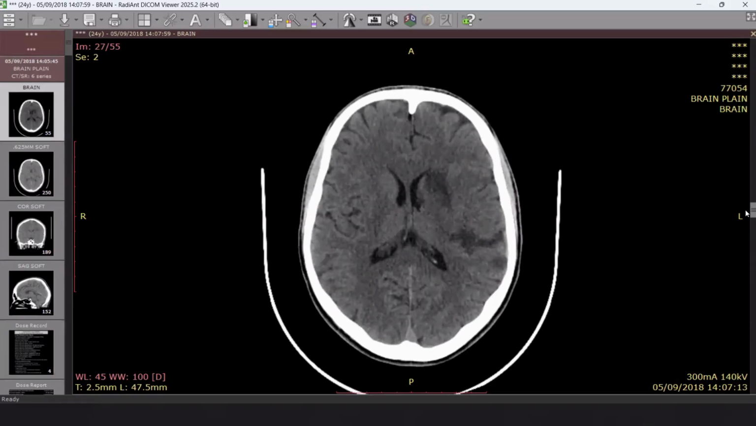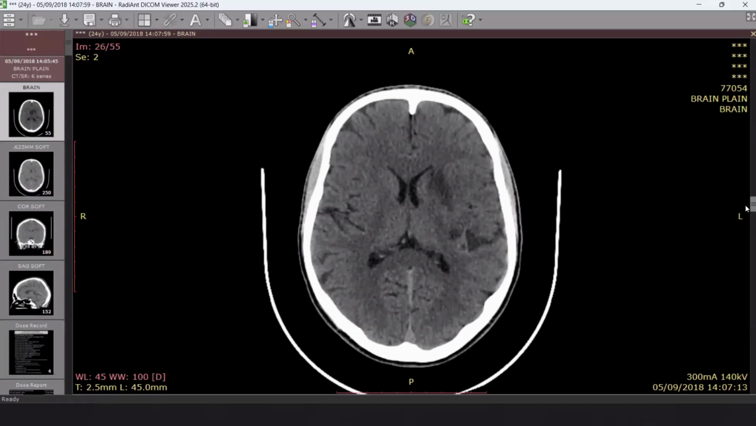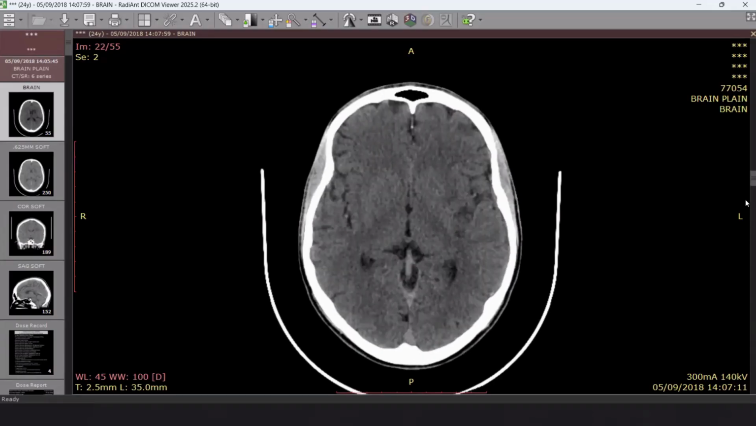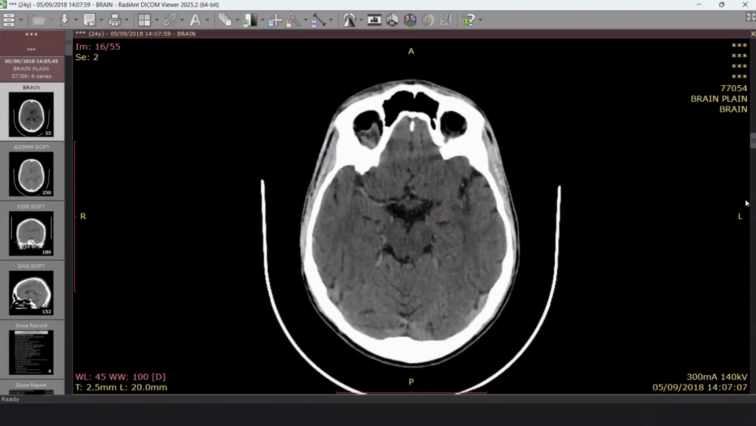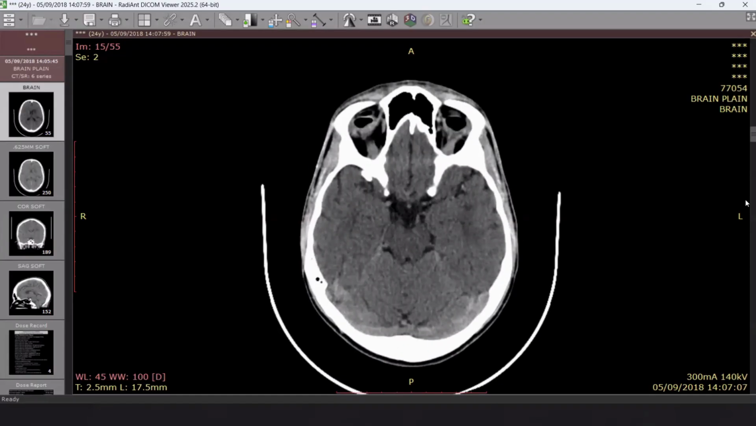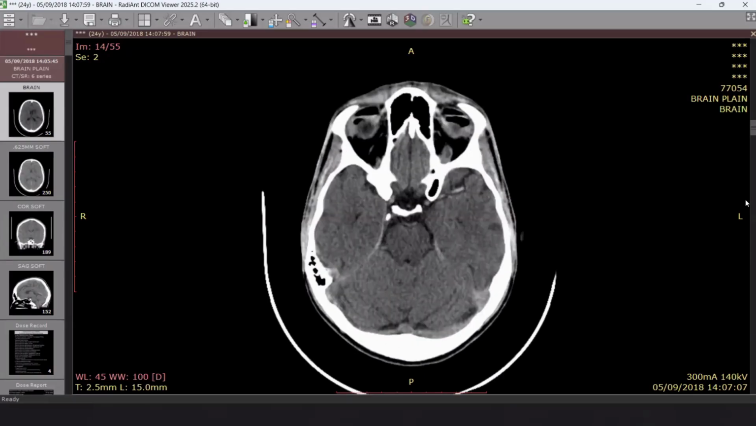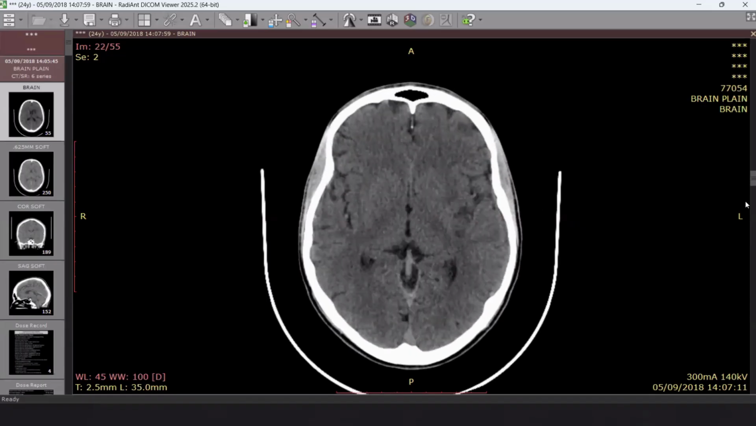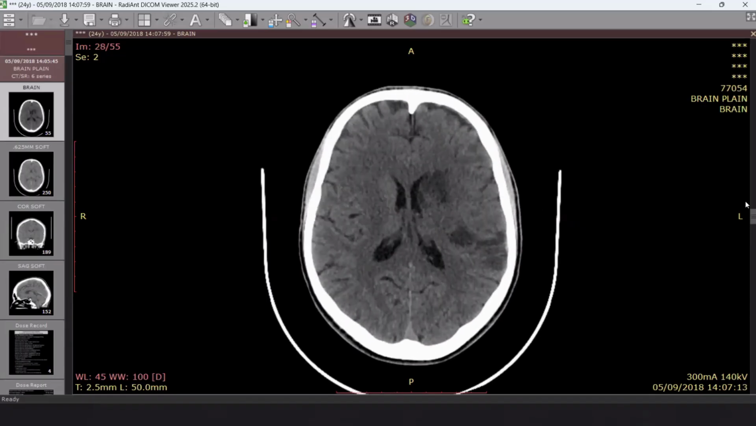I can see that there is evidence also of the ribbon sign and slight loss of differentiation. I also want to look at the middle cerebral artery in the blood vessels, to see if there is a dense sign. Do we have any dense sign? Yes, in the left middle cerebral artery. So we have here an M1 segment hyperdense sign, confirming that we have acute infarction of the left middle cerebral artery, with thrombosis.